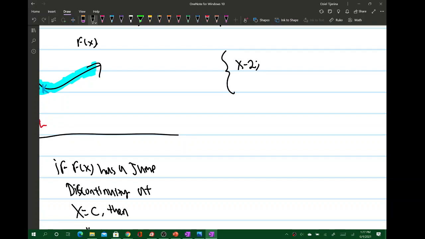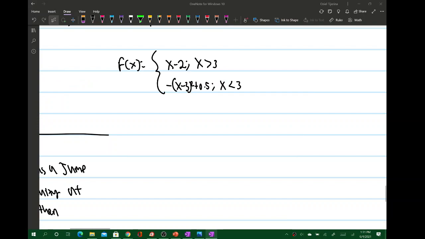X minus 2 such that x is greater than 3. Let me see, give me 1 second, guys. Okay, so actually let's look at this one. So f of x is equal to x minus 2 such that x is greater than 3, and negative the quantity x minus 3 quantity squared plus 0.5 such that x is less than 3.